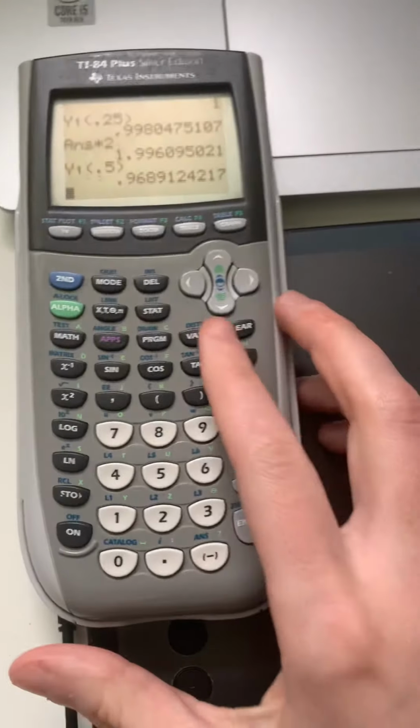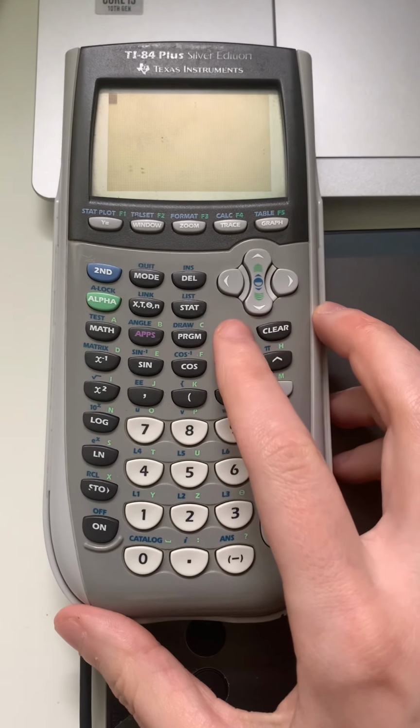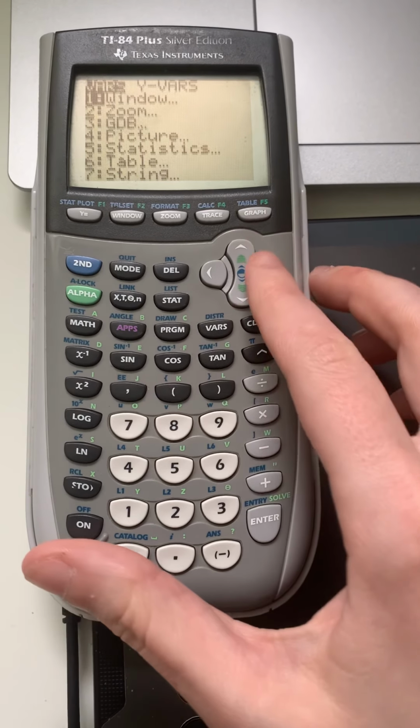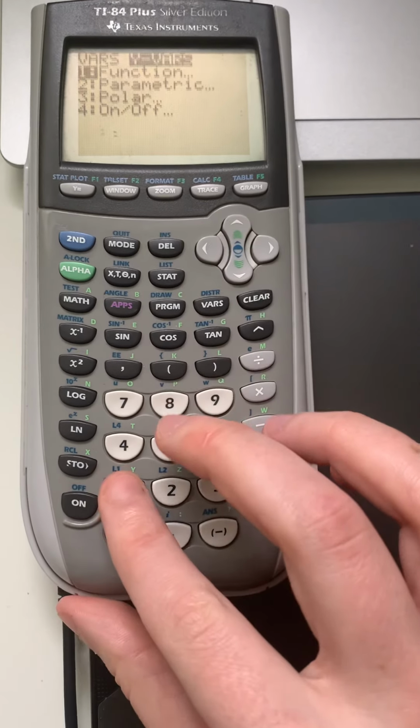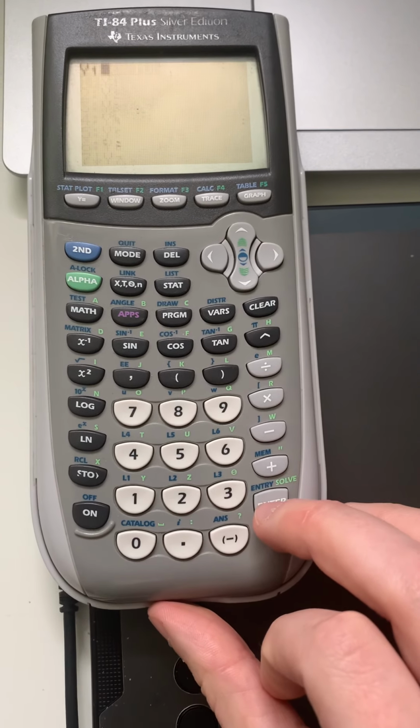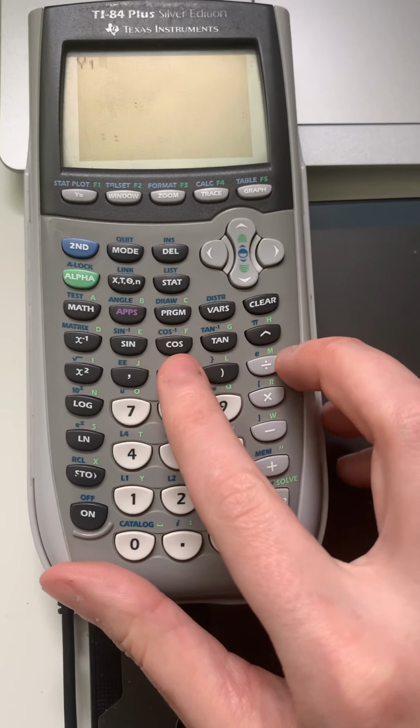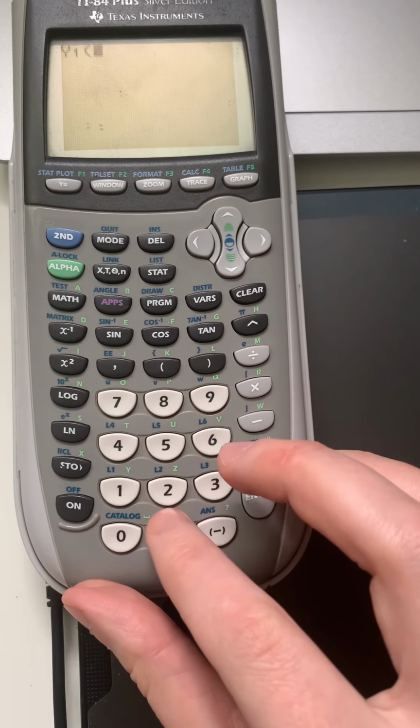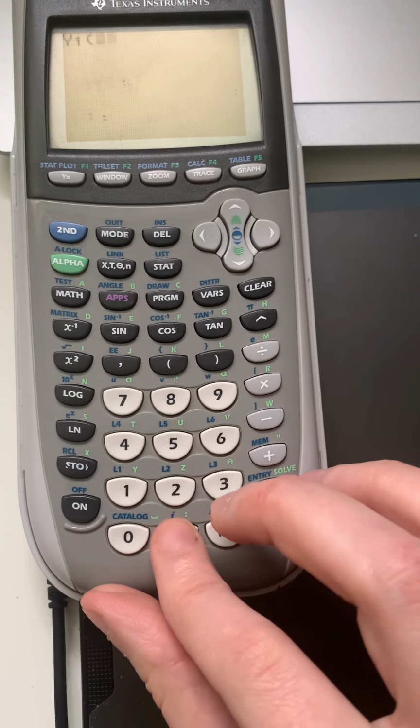Again, just to show you again, I'm going to clear this out. So you're going to hit vars. You're going to go over to y vars, 1 for function, select y sub 1 if that's what you put it in, and then you would put in whatever value you were trying to find. Just put in the next one I'm looking for.